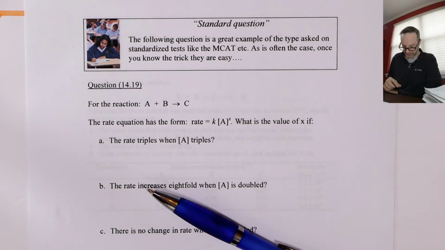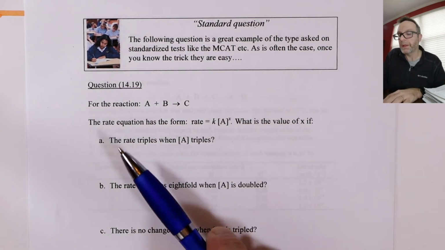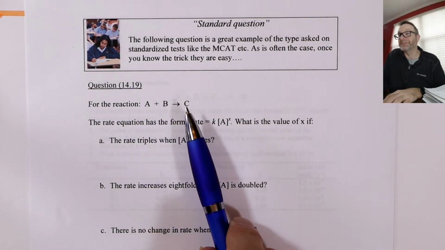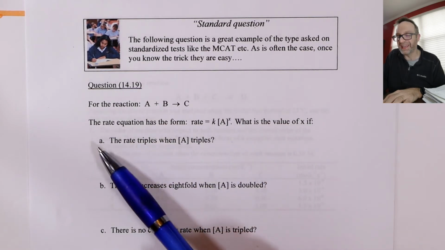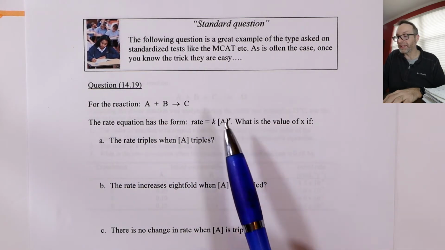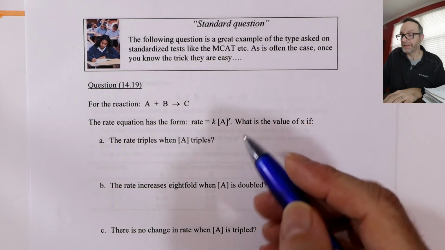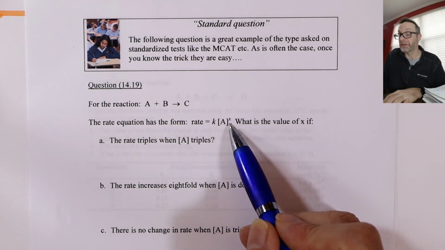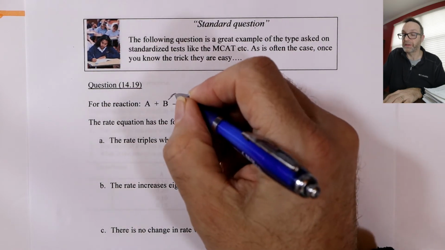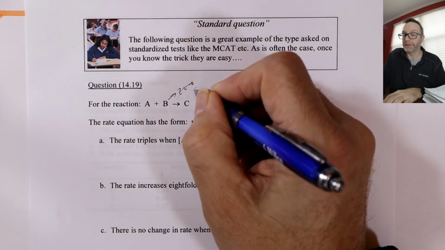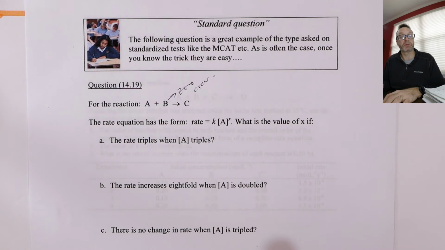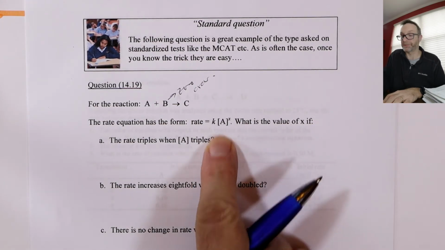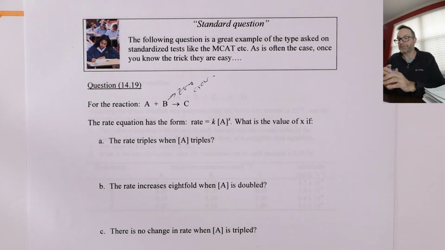For the reaction A plus B goes to C, popular reaction, obviously the rate equation has the form rate equals k[A]^x, right? Now here's the interesting thing. It's a bit like that one we looked at earlier. B is zero order, isn't it? Because it's not appearing in the rate equation. So what is the value of x?